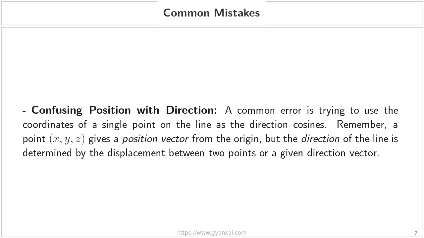A point, such as x, y, z, actually gives us a position vector, which is a vector starting from the origin and ending at that specific point. However, the direction of the line itself is determined by the displacement between 2 points, or by a given direction vector, much like the vector PQ we calculated in our example.